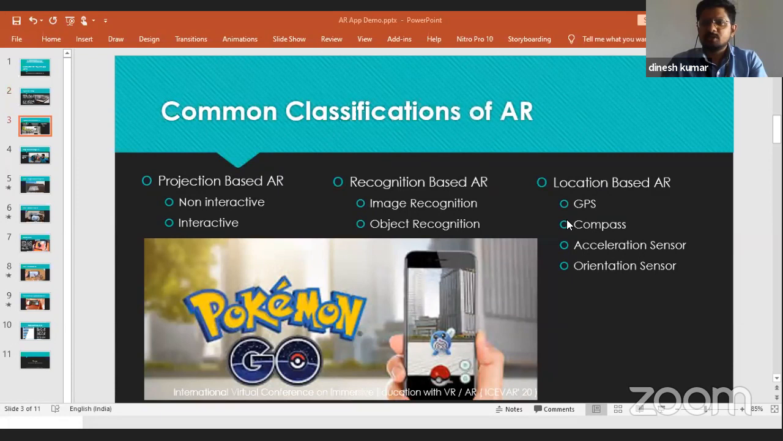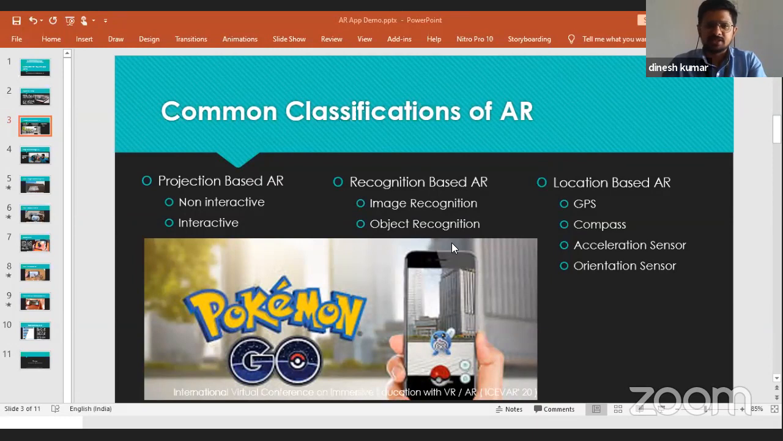So there are some common classifications when it comes to augmented reality. We call them projection-based augmented reality, recognition-based augmented reality, as well as location-based augmented reality. These are the three main streams under which augmented reality plays a vital role in all industries, from healthcare to military. You might be aware of Pokemon Go. It is a familiar entertainment game where you have to chase the Pokemon around. This is like adding a 3D object or bringing a CG element into the real world. That's what augmented reality is.